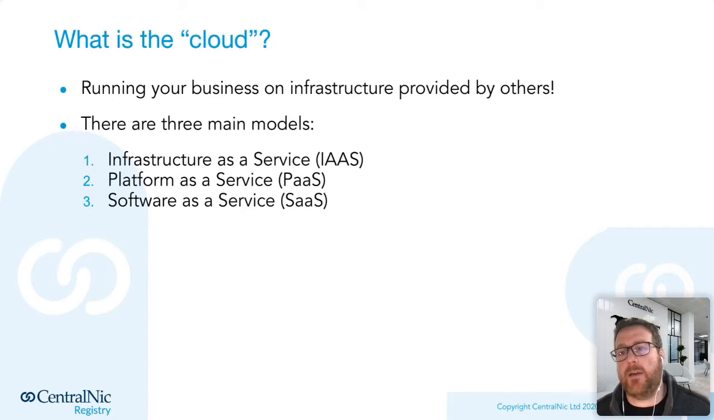And the cloud business model can be broken down into three different tiers. The first is infrastructure as a service, which is at the lowest level. Secondly, is platform as a service, which runs on top of an infrastructure as a service platform. And then thirdly is software as a service.